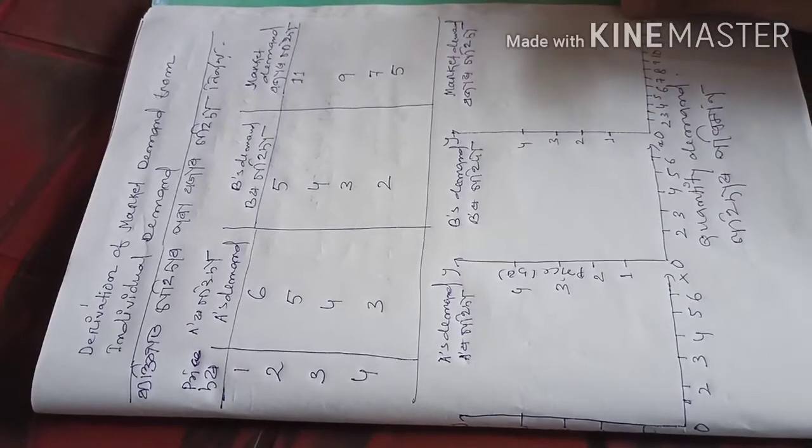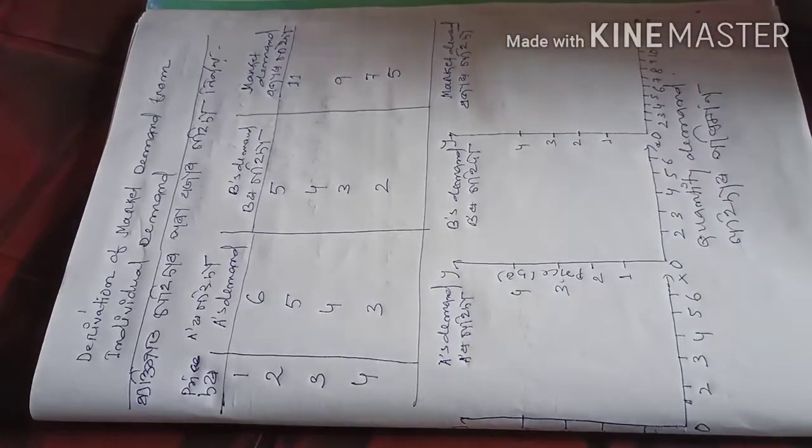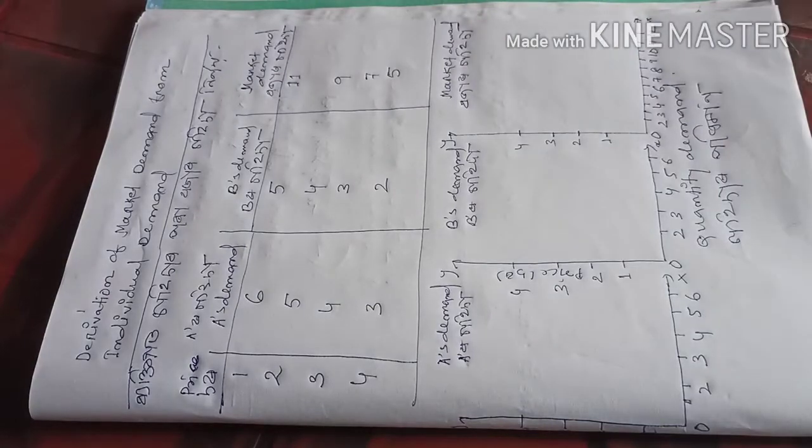Before that, we have to recall what is individual demand and what is market demand. Already we have discussed that market demand is the sum total of individual demand, and individual demand is the demand of a person and demand of an individual.